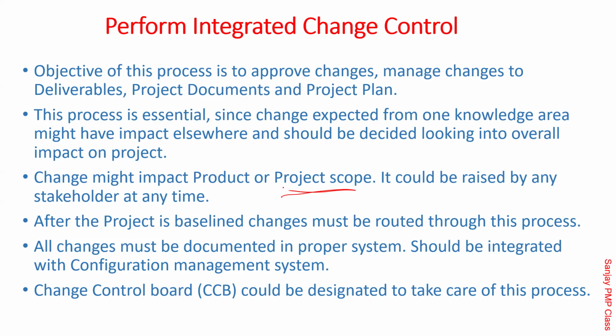After the project is baselined, changes must be routed through this process, which means once baselined. See, till the time you make the baseline, it is not yet published. You are just making the draft, sharing with the people. They suggest changes, you keep on doing the thing. But the day on which most of the stakeholders agree to that, you go ahead and publish saying that this is version 1.0. After that, you need to route it through the proper change process, which starts with a CR. All the changes must be documented in a proper system.